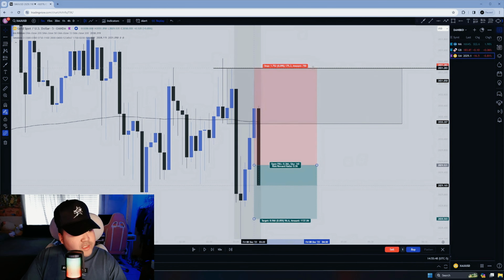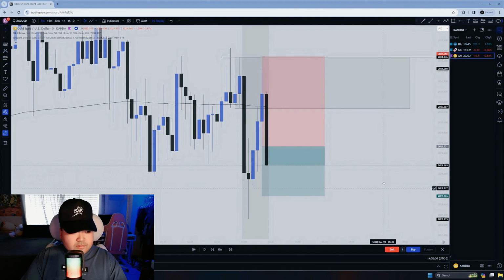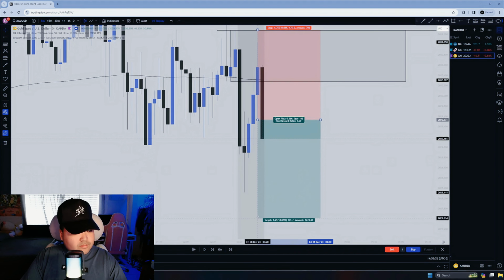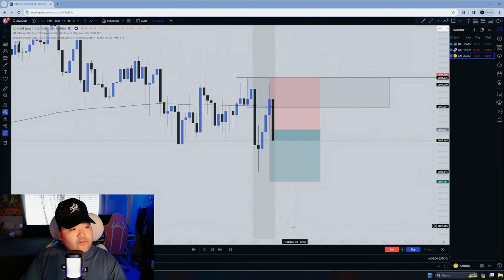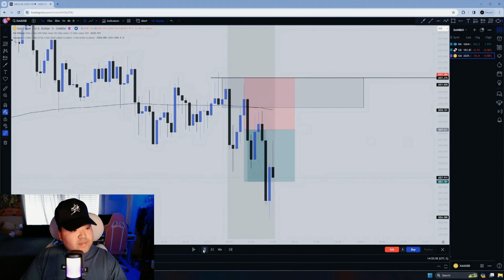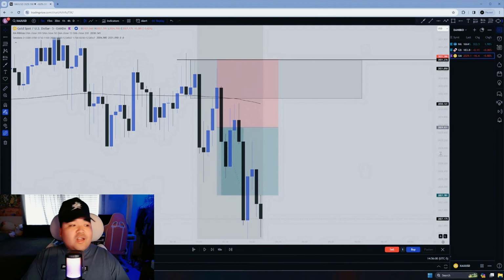Again, you can put your stops above the zone, and then target your 1-to-1. That's all I am doing. So let's play this out. Boom. That's literally all I'm doing.